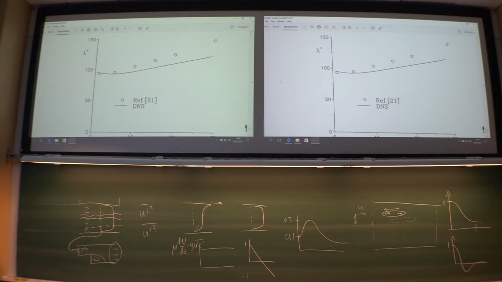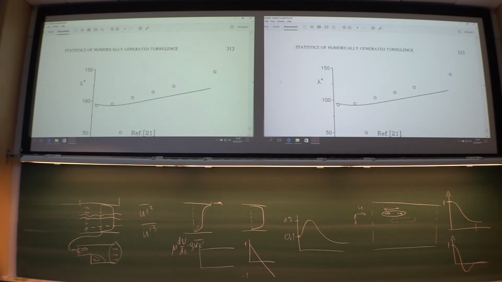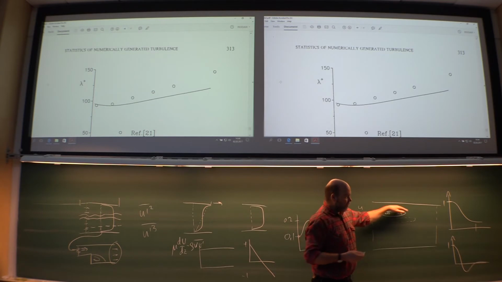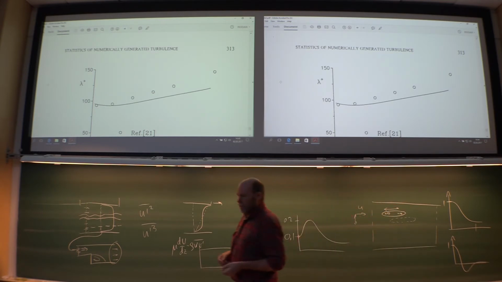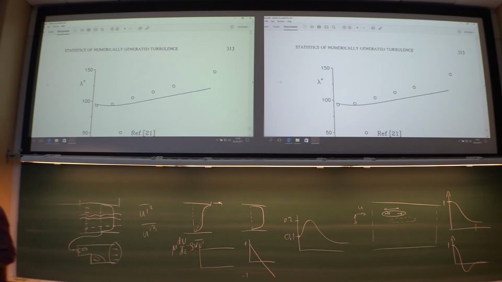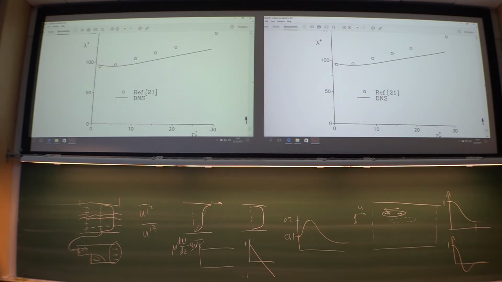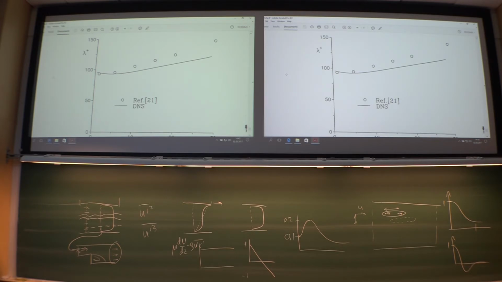What we were interested in here was this average distance between these elongated structures, these streaky structures. What's the average distance between these two? And it should be around 100 plus units. So very close to the wall, around 100 looks actually quite okay, and compares quite favorably with the experiments.